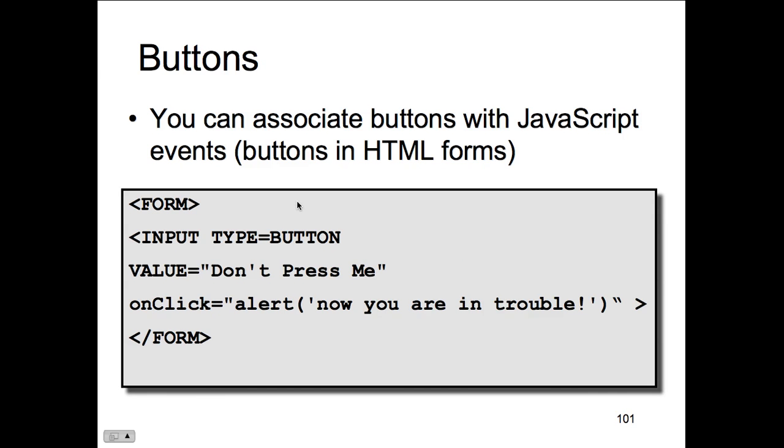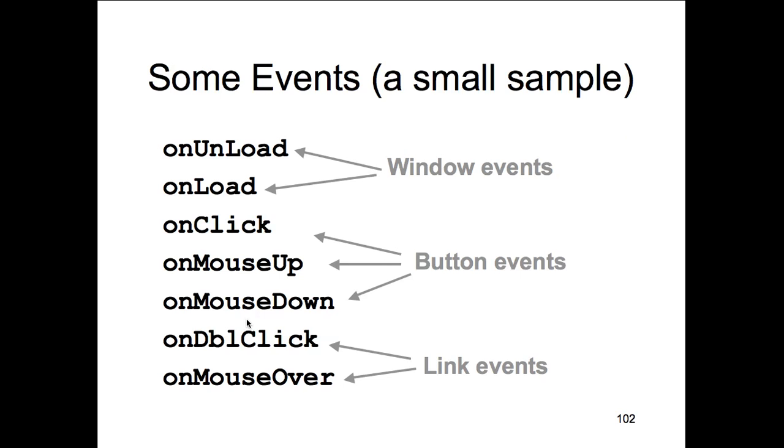Here's another button click activity. This is how you associate it. So you can associate the buttons with a JavaScript event. So these are the buttons in an HTML form. This is what we were looking at last time in terms of the forms. So we have the form, the input type button, the value don't press me, and then an onClick event alert: now you're in trouble because you pressed the button. So I'll put up a little alert box on the onClick event. The onClick event is going to be on the form itself, on the button, and you can set an onClick event for each one of the buttons that you have.